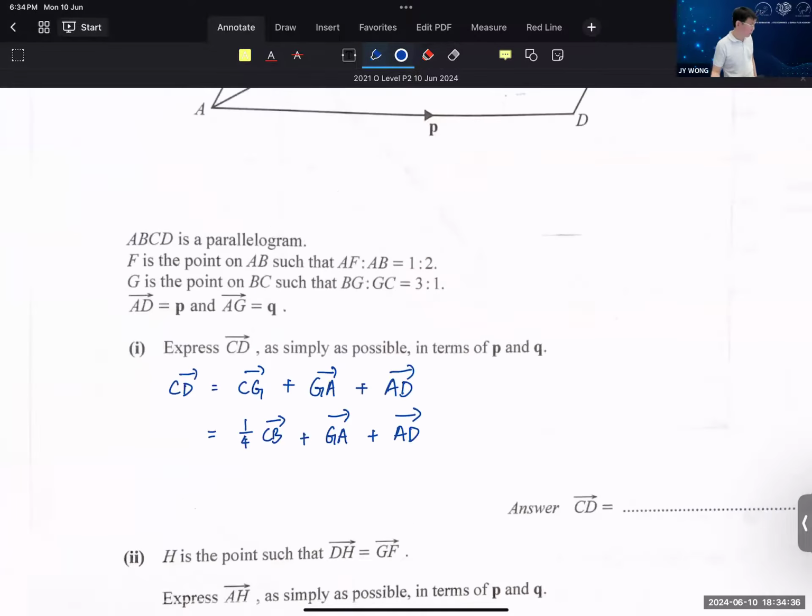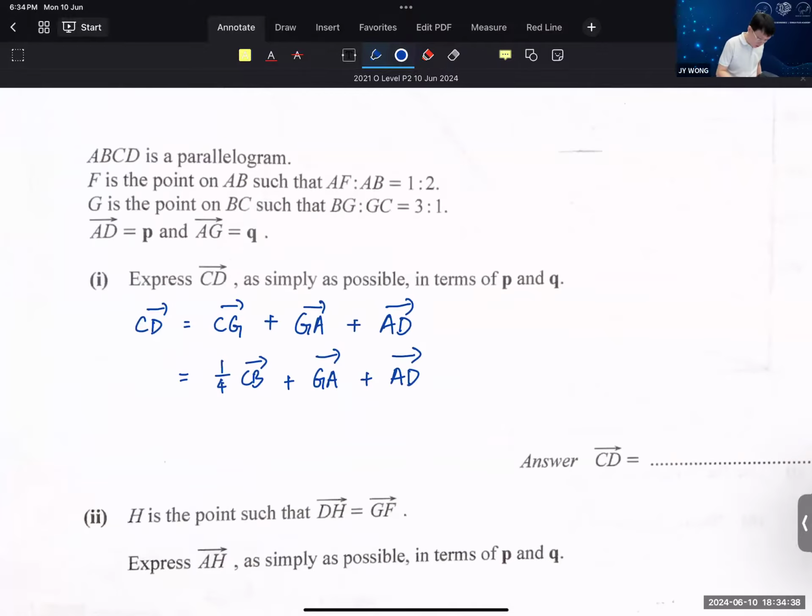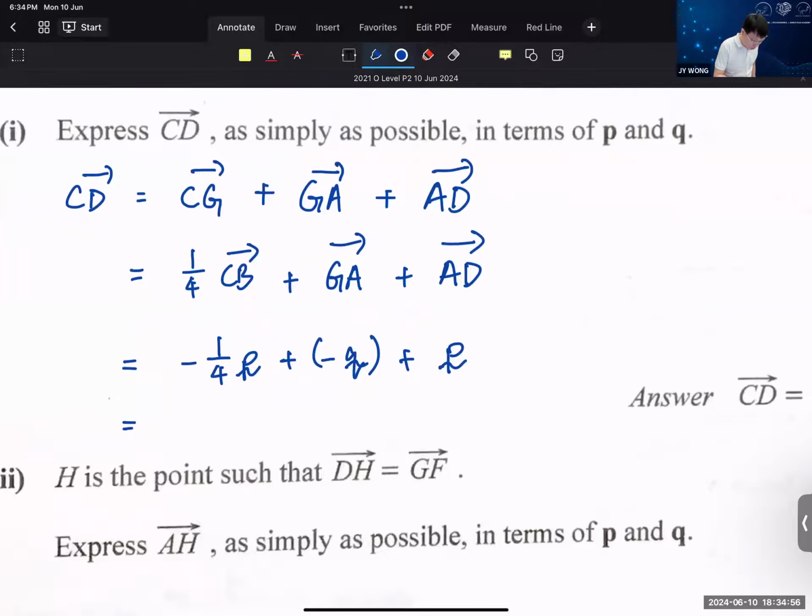That's all. And then from here, CB is negative 1/4 P, because you're moving the other direction. Then GA, again, is negative Q, because moving the other direction. And finally, AD is just P. Simplify it. You will get 3/4 P minus Q.